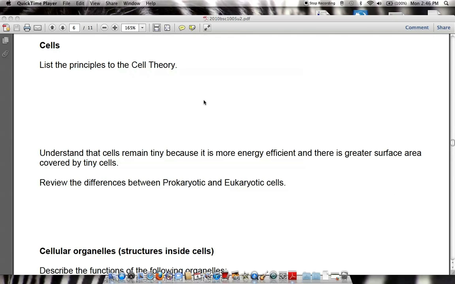Basically you list principles of the cell theory here. You know, a cell is what it's composed of, and you know that it's the basis of all living things, these kinds of things. This may be a little difficult to understand.